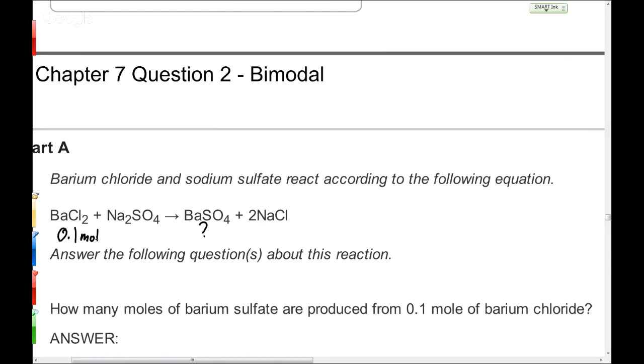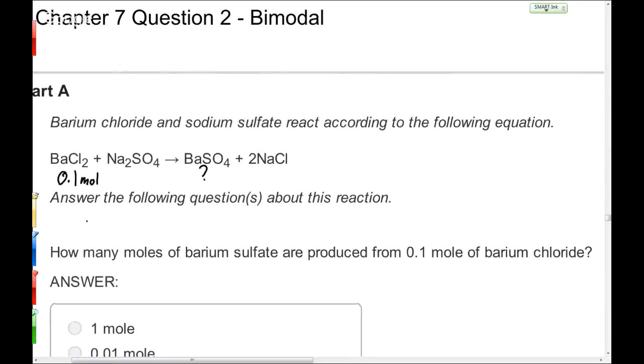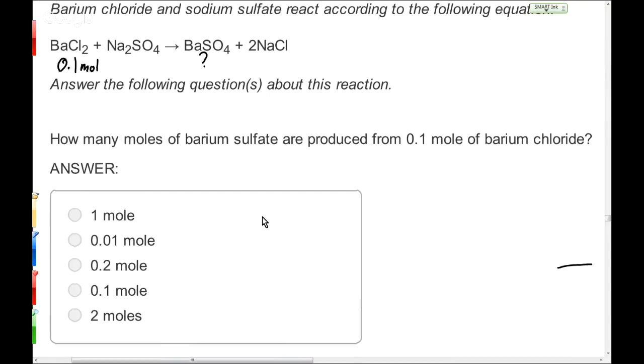0.1 moles of these. How many moles of that? Just 0.1, because it's 1 to 1. So that makes it nice. How are you getting 1.1 mole? That's what the question says. So it's saying if you have 0.1 moles of this, how many of this are you going to make? So it should be the same.